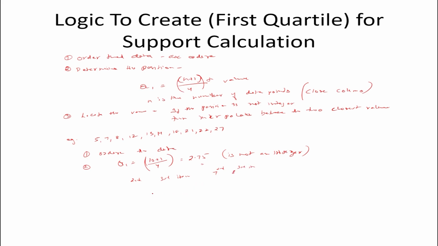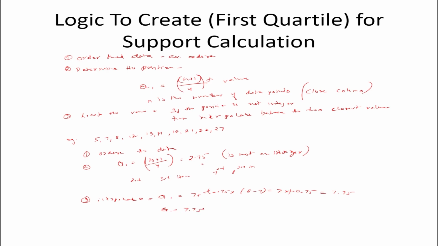Now interpolation will be done in this way. The third step, interpolate: Q1 is equal to 7 + 0.75 × (8 − 7), which will be equal to 7.75. So the Q1 will be equal to 7.75.